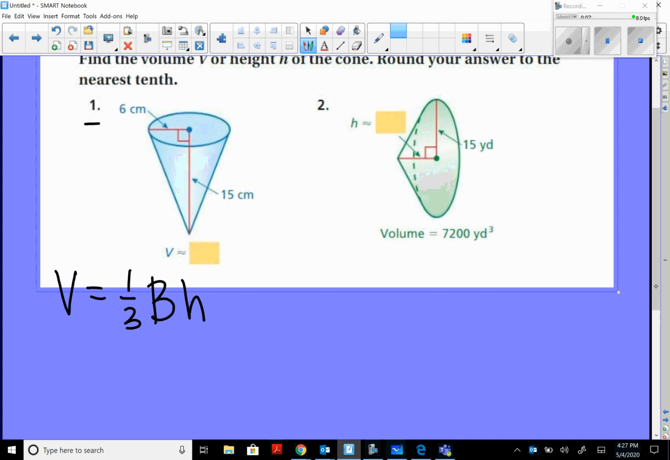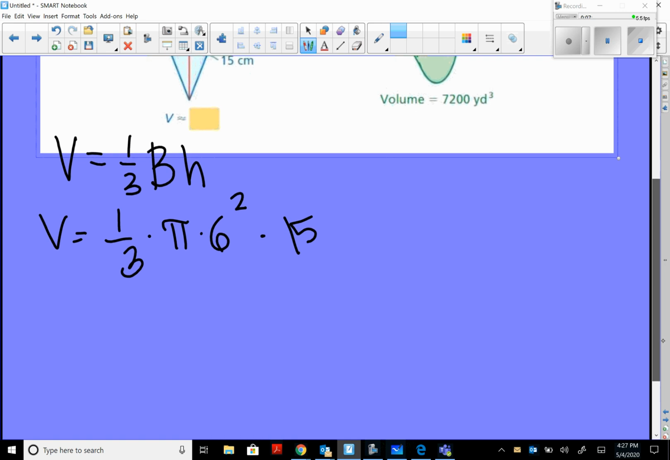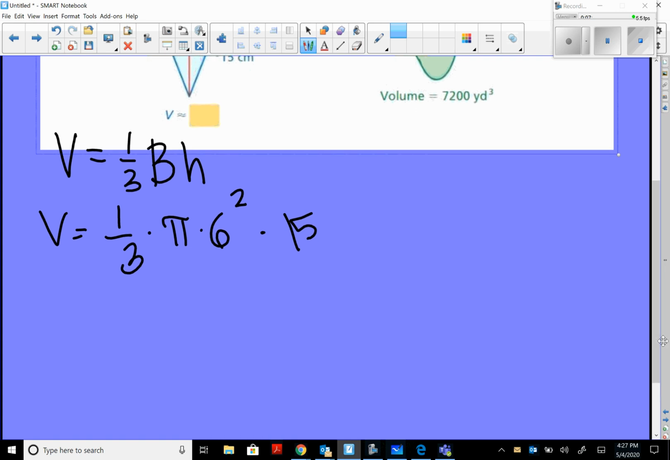So area of base is pi r squared. So that's, radius is 6, so 6 to the second power, times the height of the cone, which is 15. So let's do the exponent first. 6 squared, which is 36, times 15. Now I'm going to go ahead and do 36 times 15, which is 540.